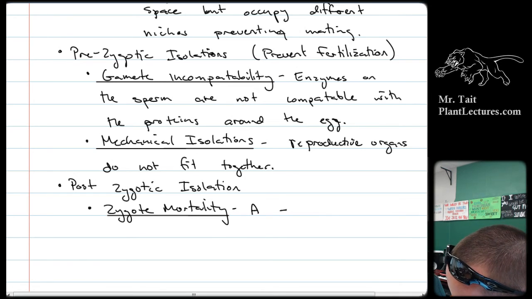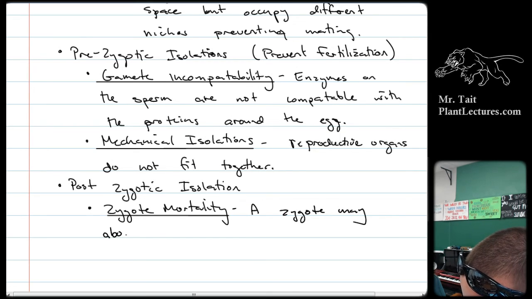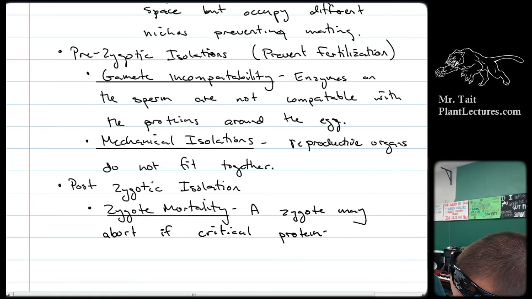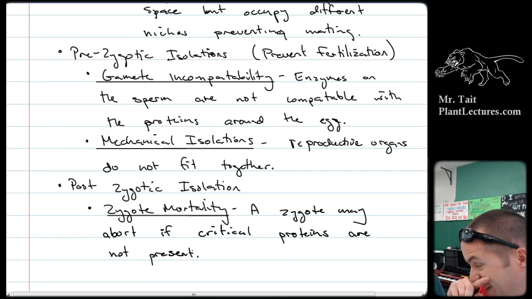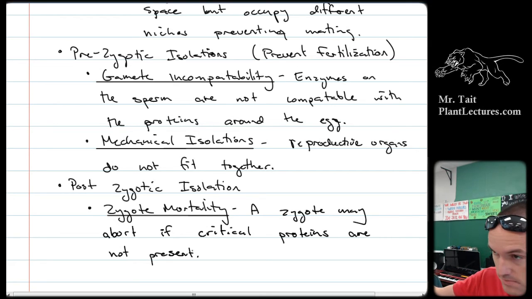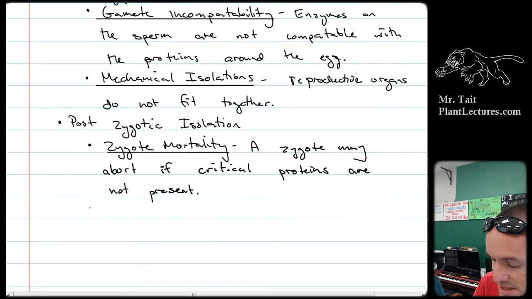So a zygote may abort if critical proteins are not present. So if it's missing some protein that's on some chromosome that didn't get included because it was from the mother or the father or something like that, and one of the species had it and one of the species didn't, then that zygote might just abort. Okay.